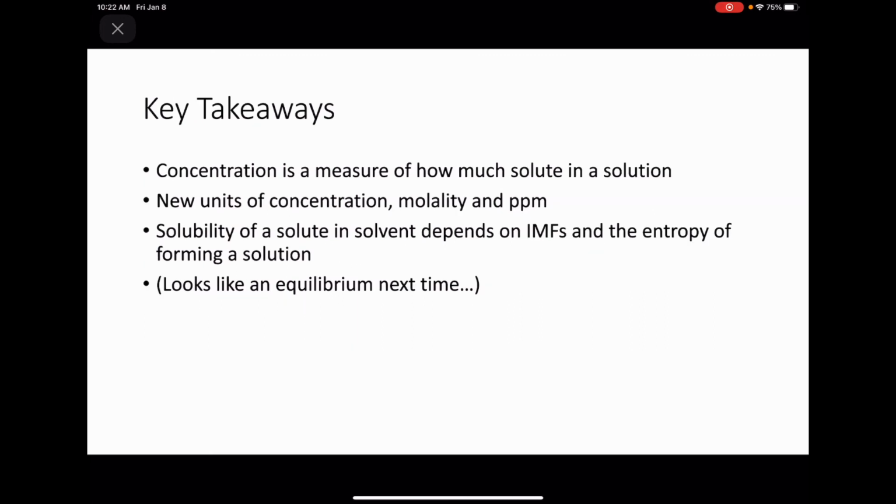So basically, these are the takeaways from the lab, or from this video. So the concentration we've dealt with. We have a couple new units of concentration other than just molarity, and we know that predicting the solubility would depend on the multiple components involved, the intermolecular forces, and the entropy involved, right? So there's the thermodynamics of that process. But once we get that thermodynamics, or vice versa, if we have an equilibrium constant, we can determine the thermodynamics of that process. So we're going to use equilibrium next time.